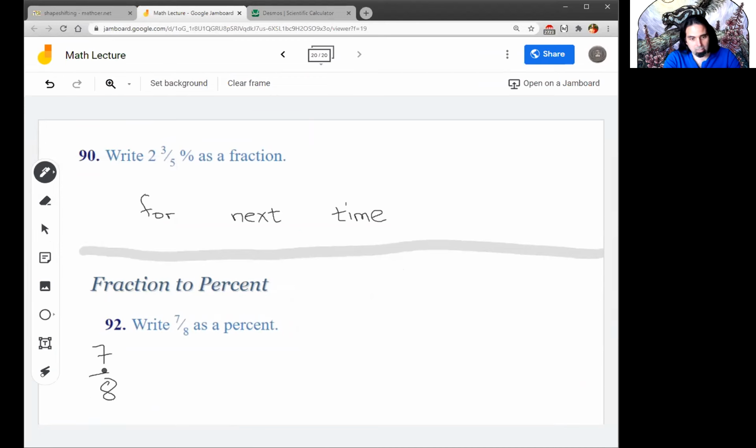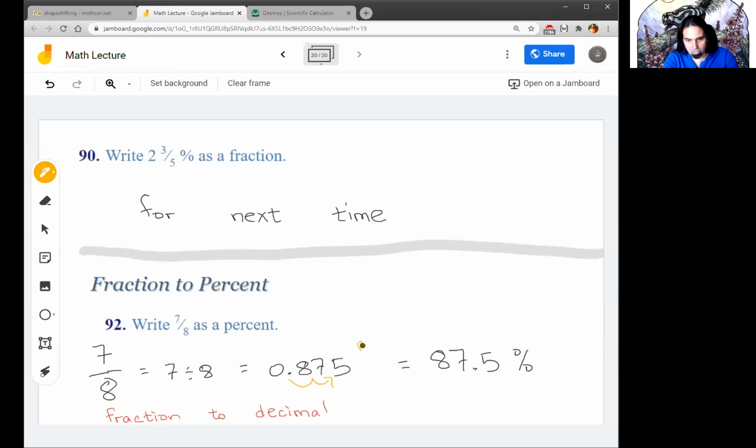So in this case, for fraction to percent, we already know how to do decimals to percent, and we already know how to do fractions to decimals. The easiest thing is just to do both of those. I will first say this is 7 divided by 8, and I get 0.875. So that part was fraction to a decimal. And then I say that's 87.5%.